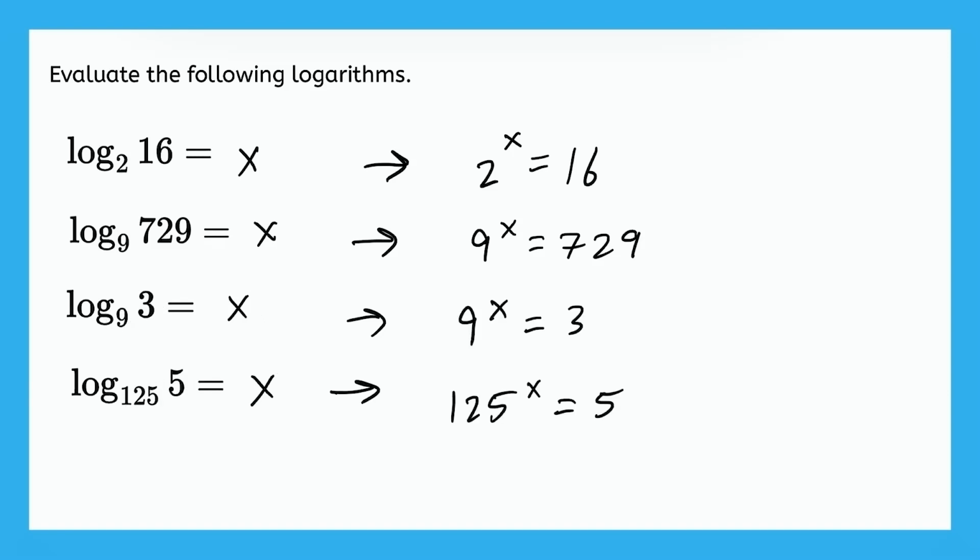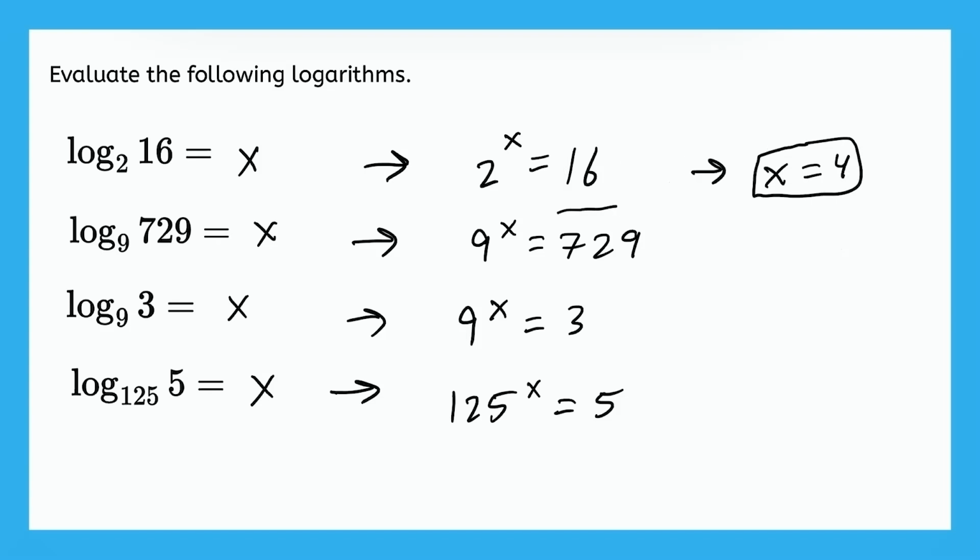All right, back to this first one. 2 to the power of what is 16? How about 2 squared? No, not 2 squared, because 2 squared is 2 times 2, or 4. How about 2 to the third, or 2 times 2 times 2? Well, 2 times 2 times 2 is 8, so 2 cubed will be no good. How about 2 to the power of 4? That's it. 2 times 2 times 2 times 2 is in fact 16. So our value for x in this case is 4. All right, there it is.